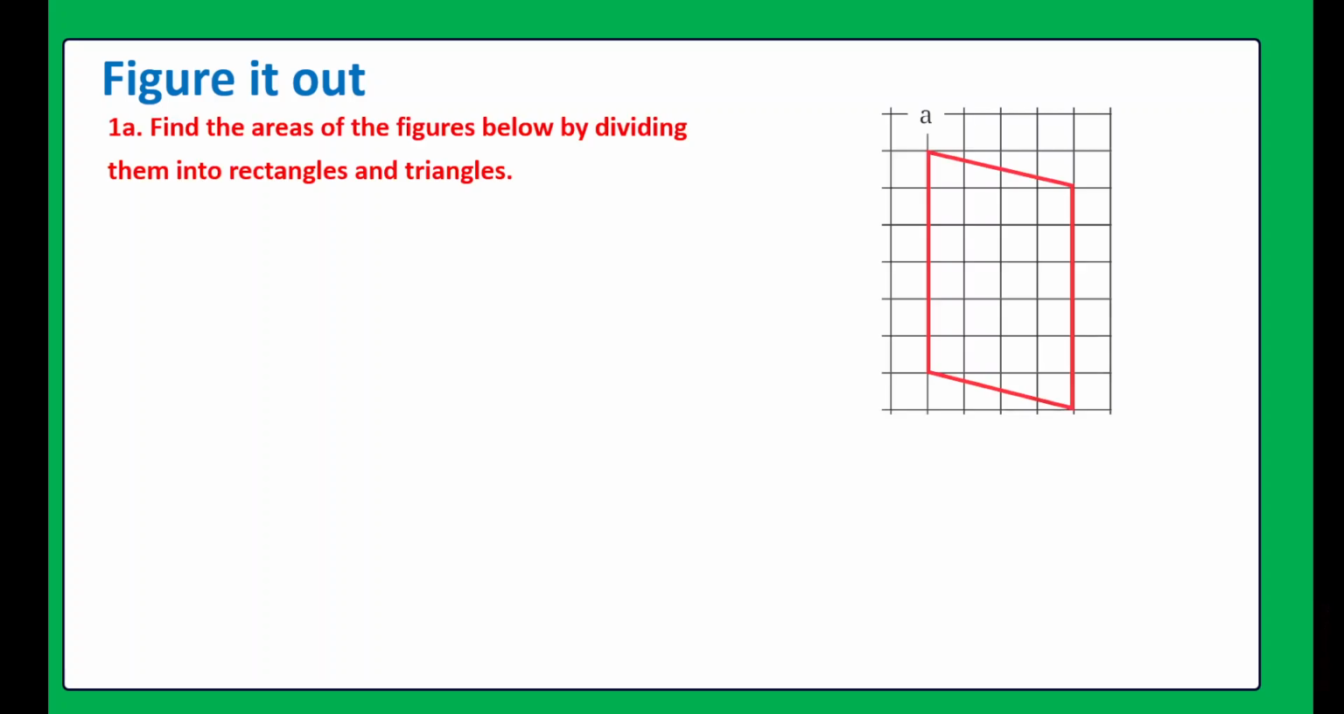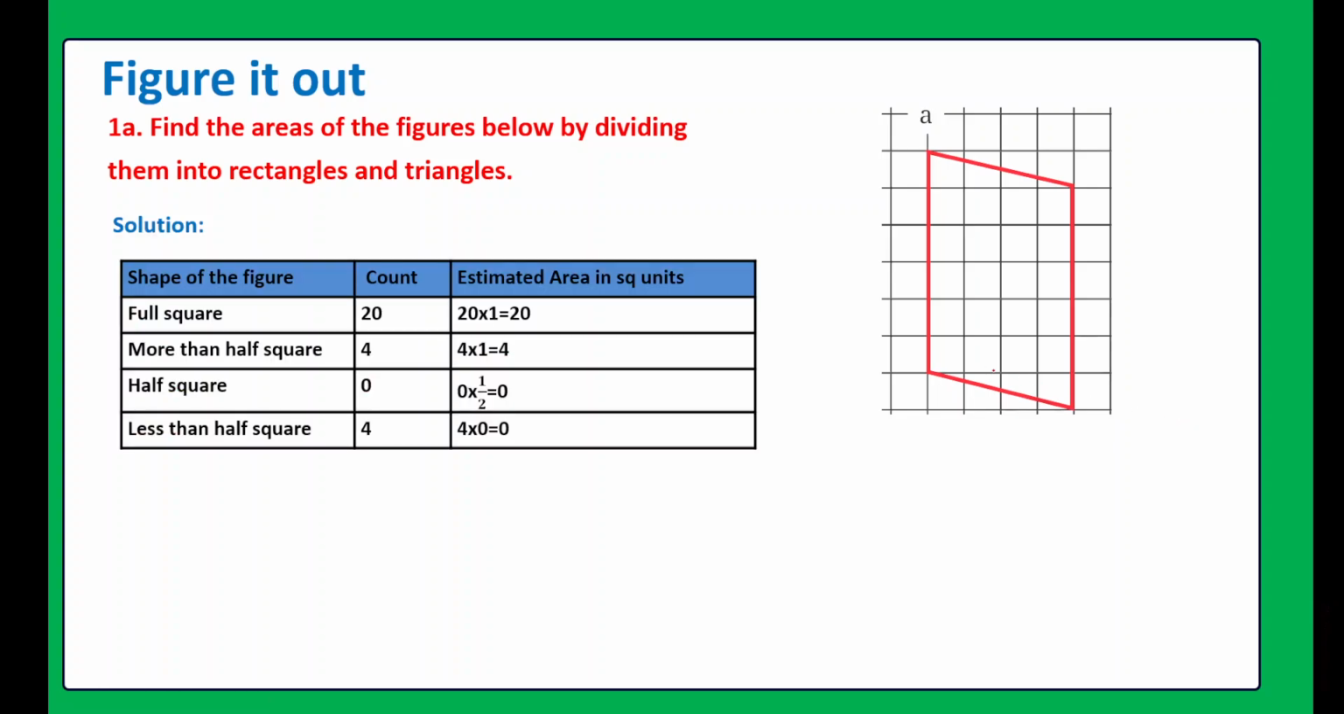Figure it out. Question number 1, subsection A. Find the areas of the figure below by dividing them into rectangles and triangles. So, one full rectangle we will consider as 1 unit. More than half we consider as 1 unit. Exactly half we consider as half, and less than half as 0 units.